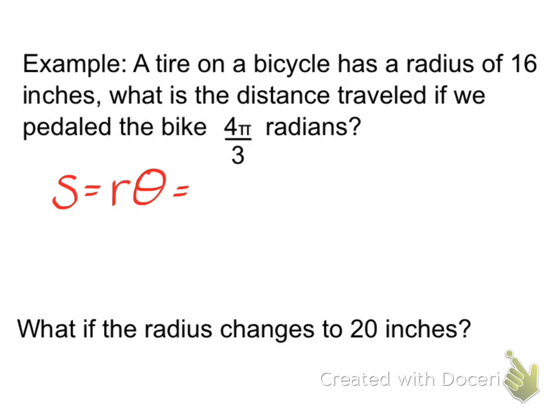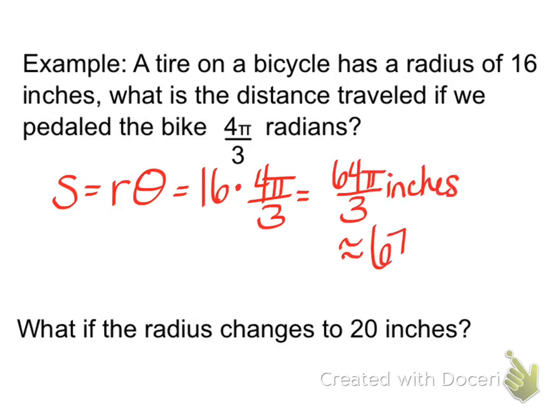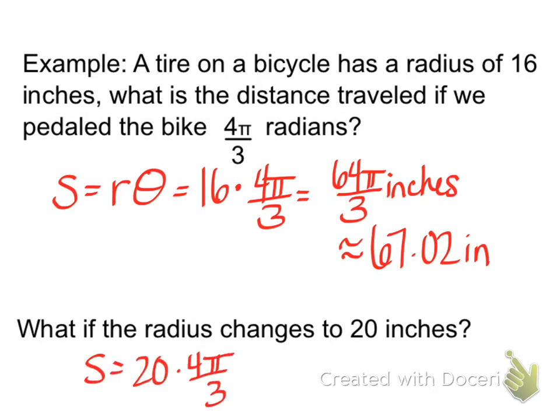Well, if we did 4 pi over 3 radians at 16 inches as the radius, we simply do radius times radians to get the segment length. So it's going to be 64 pi over 3, which is approximately 67.02 inches. Now, what if the radius changes to 20 inches? Well, we simply change the value of the R value and we multiply by 20 instead, and we notice we get 80 pi over 3, which is 83.8 inches.